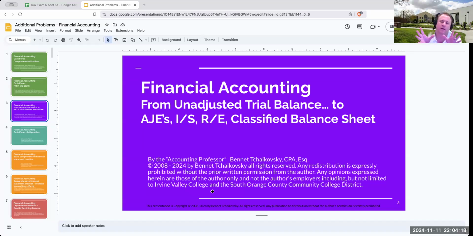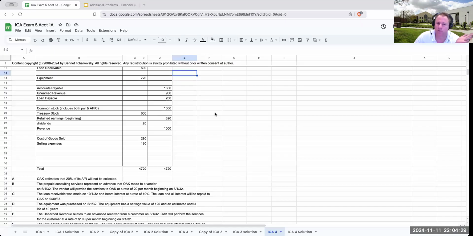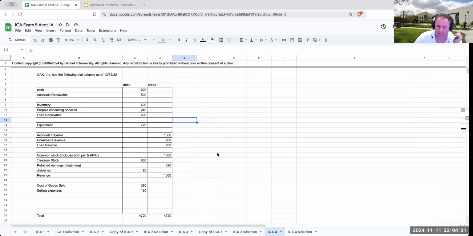Now, normally, I would also have you prepare trial balances. I would have you prepare closeout temporary accounts to retained earnings, but that's all ancillary in terms of what we're going to be going through and doing here.